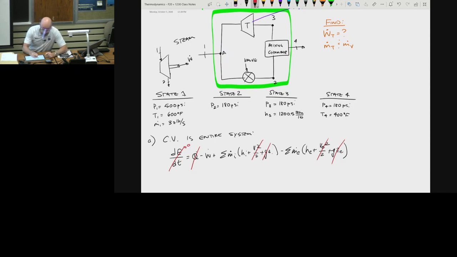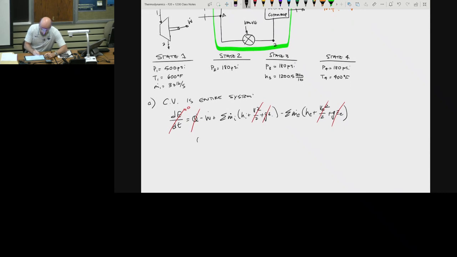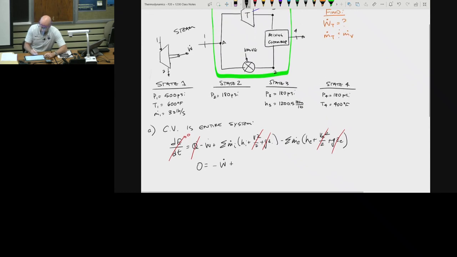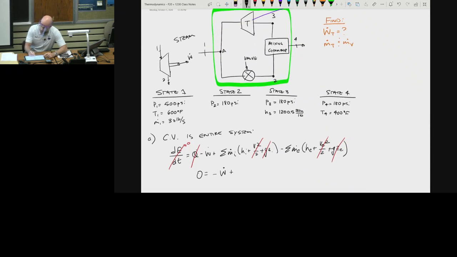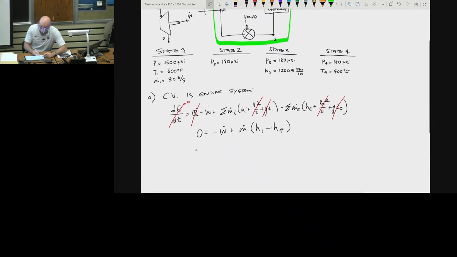Now, we write this as 0 is equal to minus W dot plus, we know here coming in and out that the mass flow rate of 1 is the same as the mass flow rate of 4. I can just logically go through that in my mind and say the mass flow rate times H1 minus H4. And that will give me that the power is going to be equal to m dot times H1 minus H4. So now, we're not looking directly at the turbine, but we can find out how much power we have going on here. Okay, so m dot is going to be equal to 30 pounds per second.